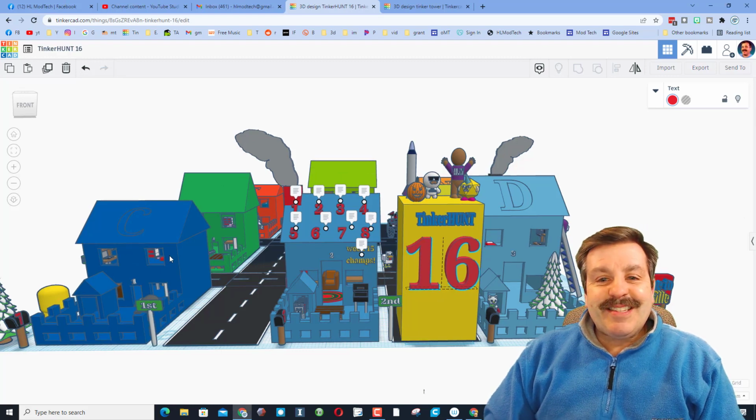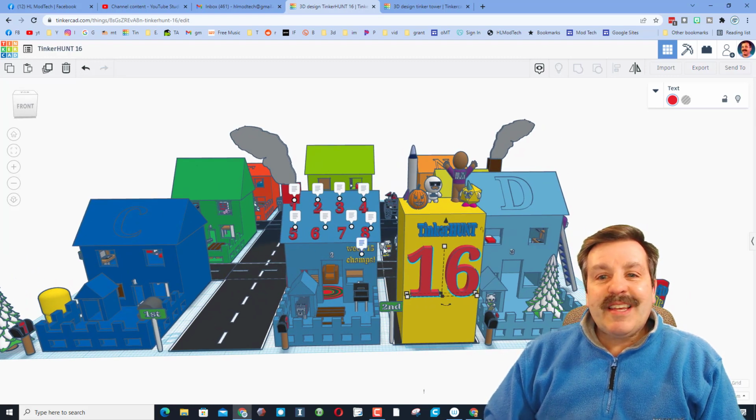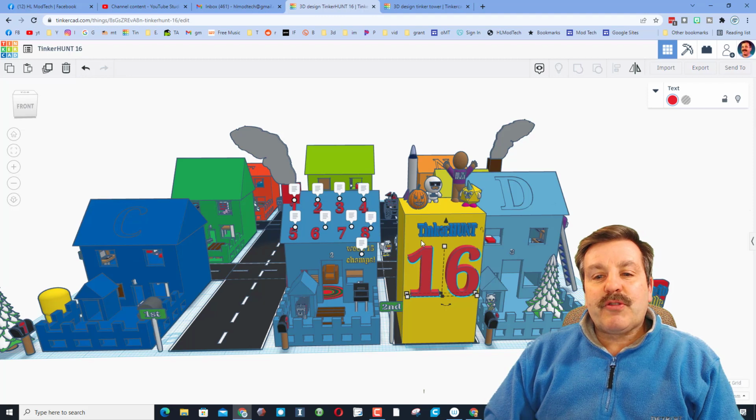Alrighty, friends, so this is Tinker Hunt 16. Once again, it is a scavenger hunt where you're trying to find these 5 items: a jack-o'-lantern, a rocket, Blanky, the celebrating kid, and the unicorn dude. They are hidden all throughout this project.